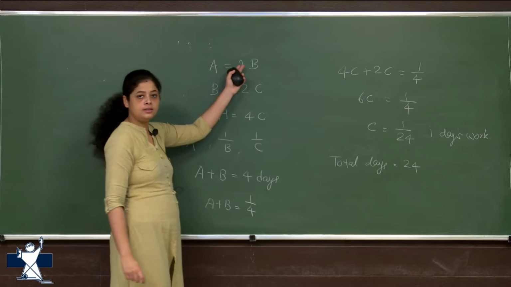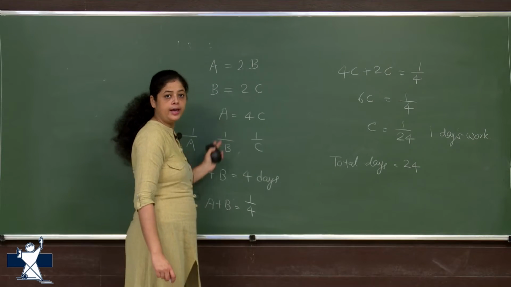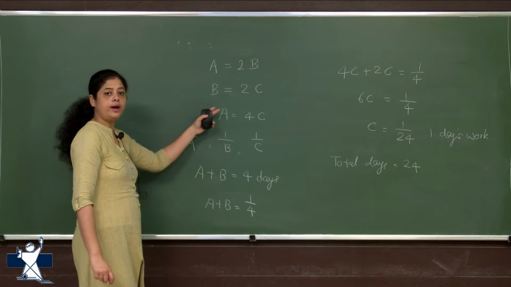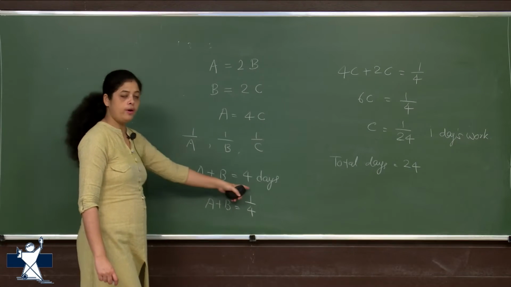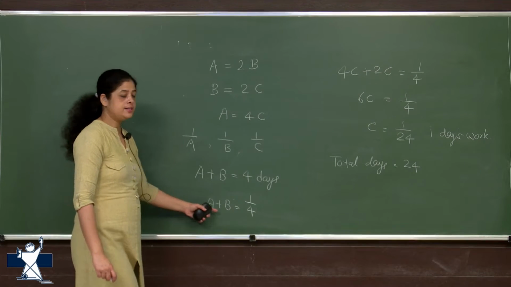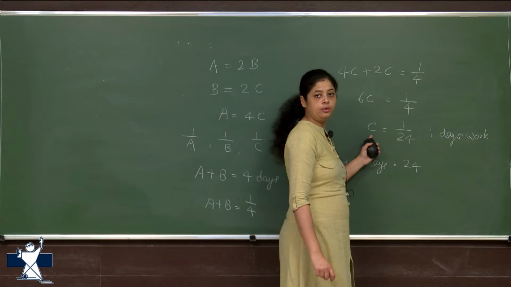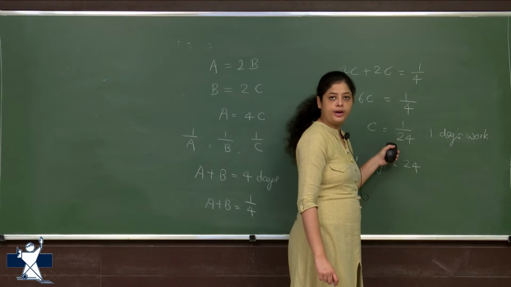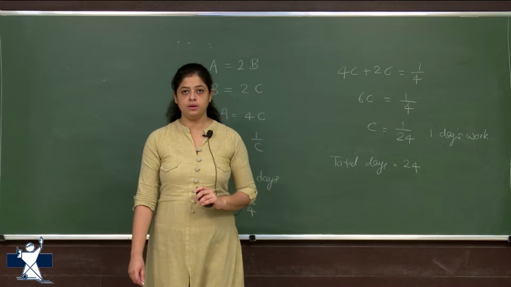A is twice as good as B. B is twice as good as C. That means A is 4 times good as C, right? So A and B are taking 4 days to complete the work. तो उनका एक दिन का काम हम निकालेंगे. Now replace A and B values and find the C value. So C value we got 1/24. So C is taking total 24 days to complete the work.